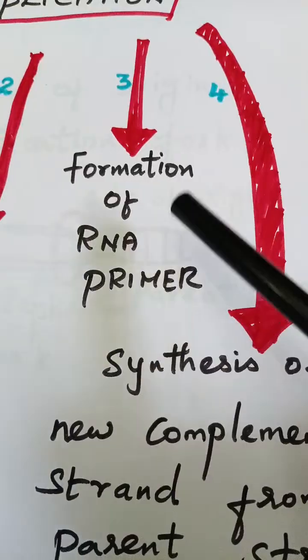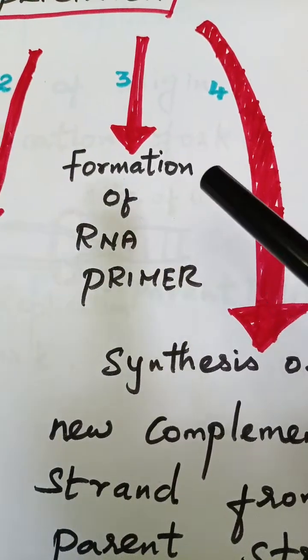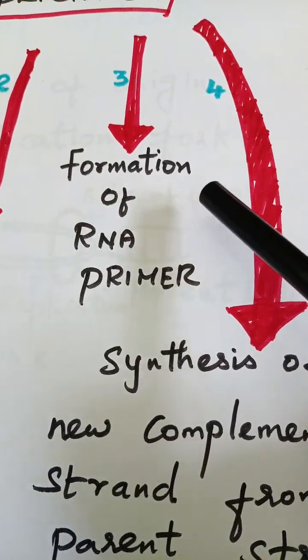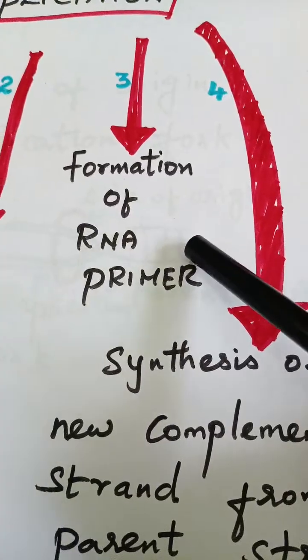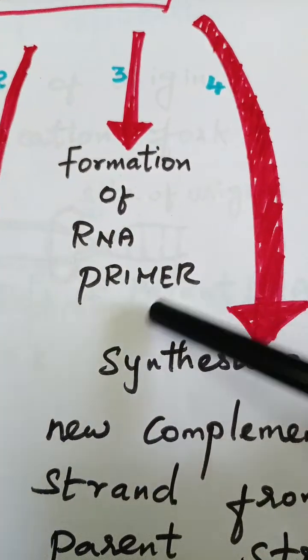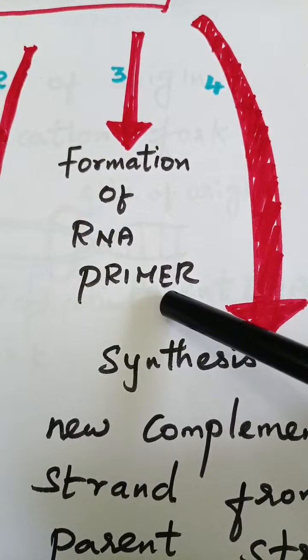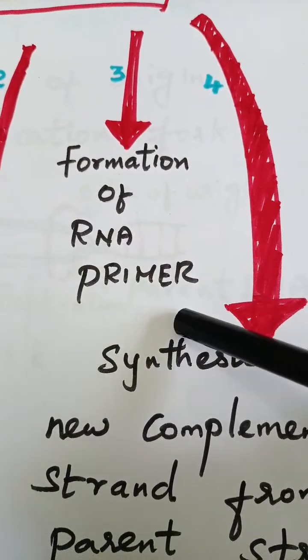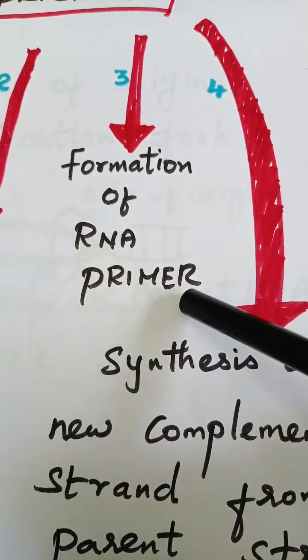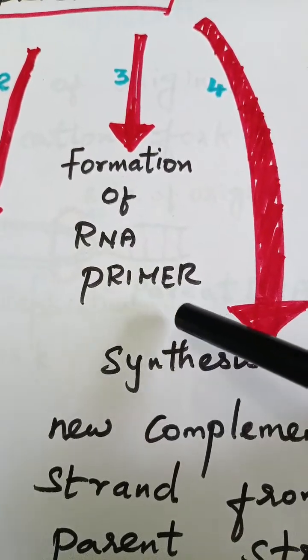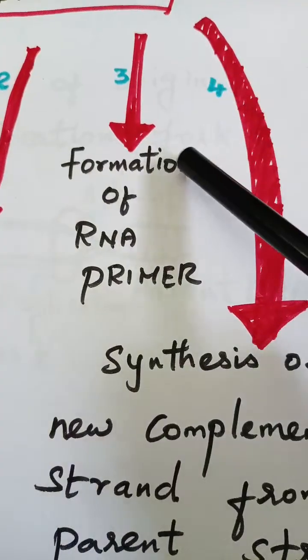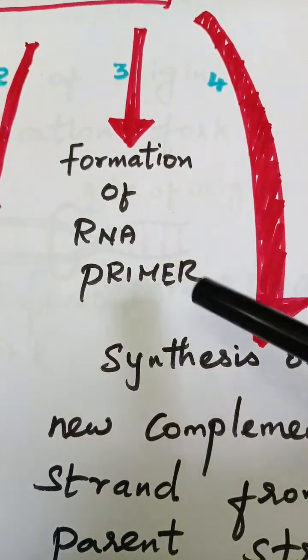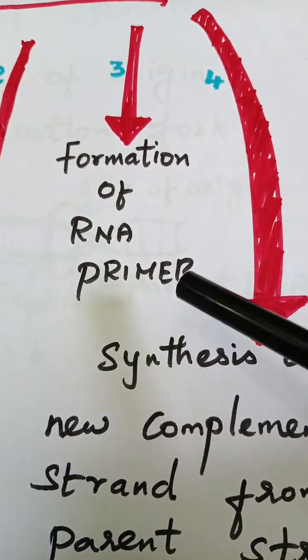So this RNA primer will be formed at the site of the replication position, so that it will initiate the process. The nucleotides will be added by another enzyme. So the RNA primer will trigger the replication process. There should be a formation of RNA primer during the replication.